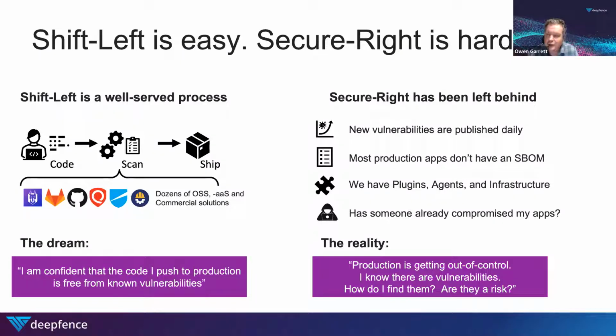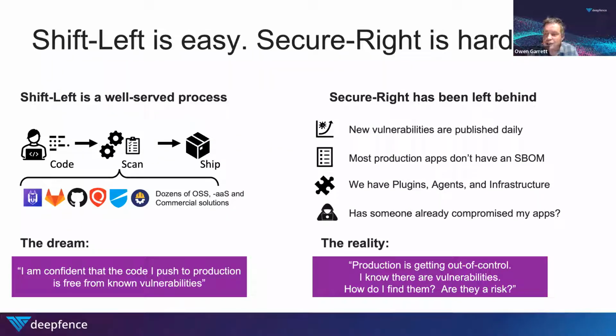And secure right is important. New vulnerabilities are published daily. Just because an application was built and passed all of the shift left scanning solutions 2 weeks ago does not mean that it's still free from vulnerabilities. Late breaking issues give enterprises the need to scramble and audit their existing applications to determine, are those applications vulnerable to those late breaking issues?